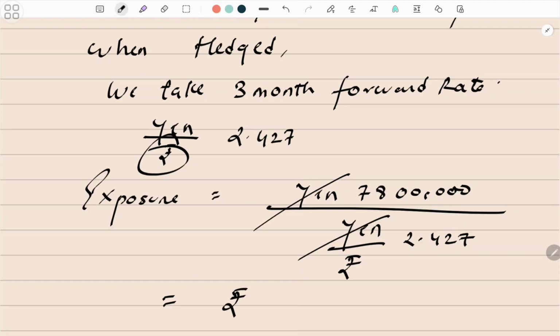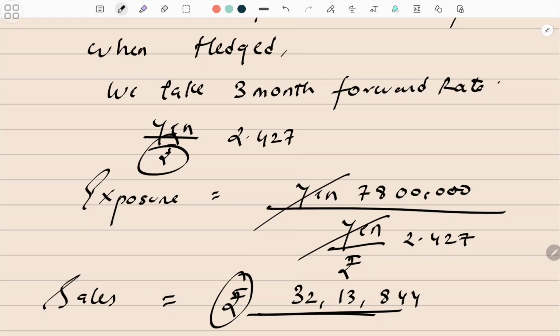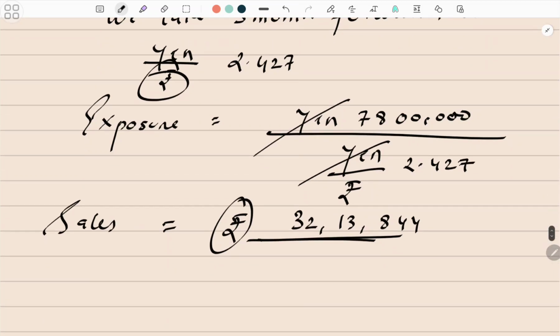78 lakh divided by 2.427 would give me 32,13,844 rupee. Now I have rupee. What is this? This is my sales or total revenue, right? This is revenue from Japan in equivalent rupee terms, in case I hedge. This is my sale in rupee.